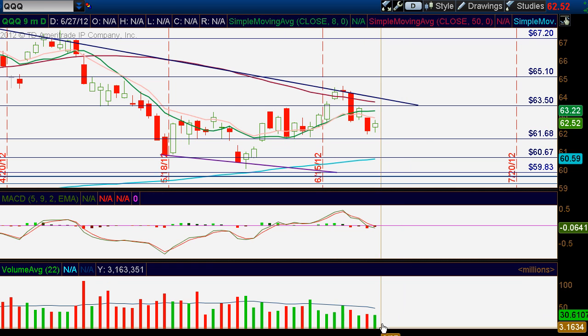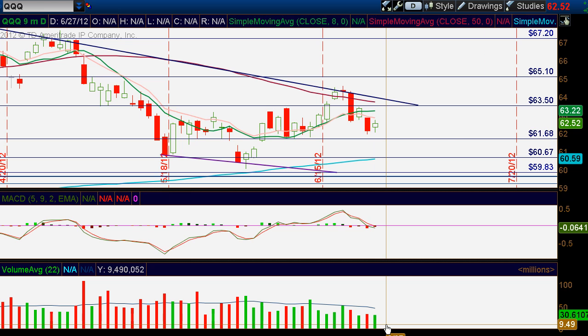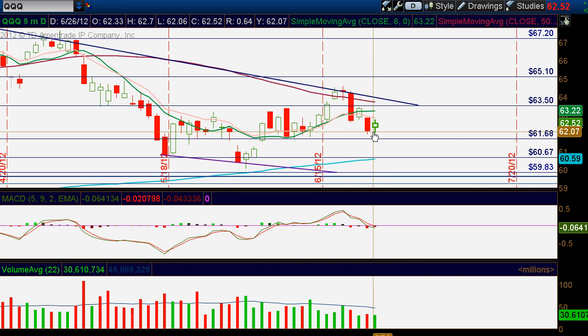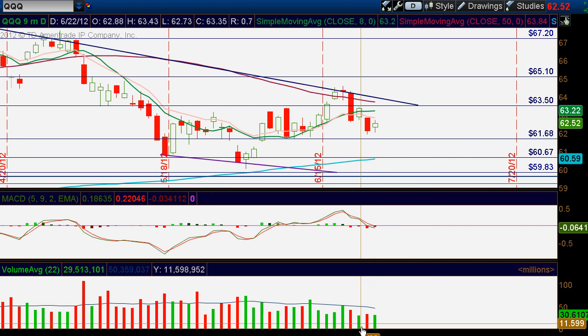And then also make sure you pay close attention to the volume, which is not really impressive at this time. We've been trading on pretty small volume lately. But if we do ever get a big move one way or the other, we need to make sure that we have some spikes in volume. That's what I'm looking for, and that's what I want you to watch for.